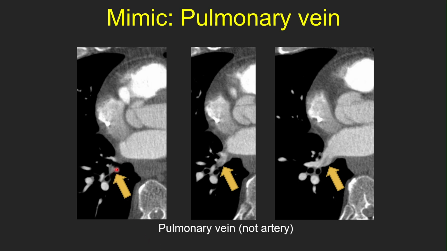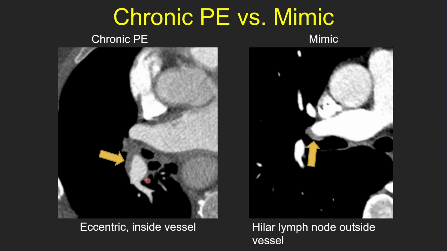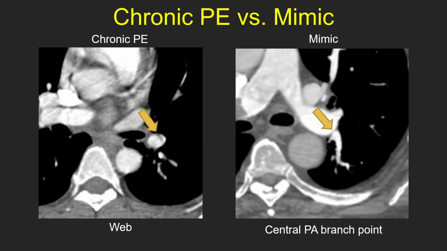This apparent filling defect is a mimic of a PE. The vessel can be followed to the left atrium, and so it's a pulmonary vein, not a pulmonary artery. This apparent filling defect is a mimic of a PE. It is a mucoid-impacted bronchus seen on lung windows, not a pulmonary artery. This chronic PE is eccentric and appears inside the vessel. This hilar lymph node is outside the pulmonary artery and is a mimic of chronic PE.